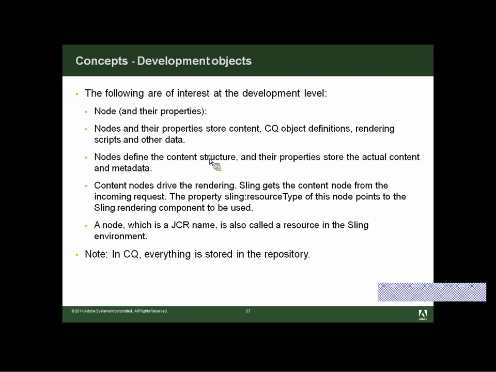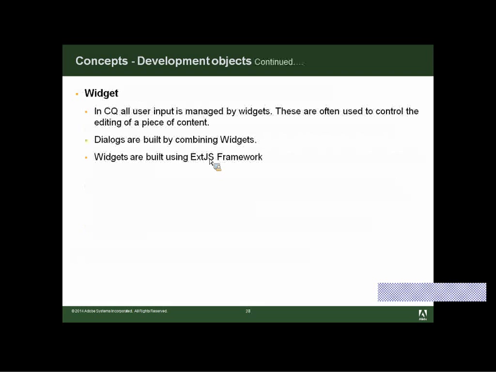So authors will be utilizing some interface components to edit the content. These interface elements are known as widgets. So in CQ, all author inputs are managed by widgets. It is used to control the editing of a piece of content. And dialogues are built by combining the widgets.